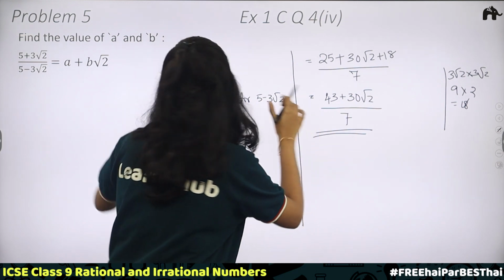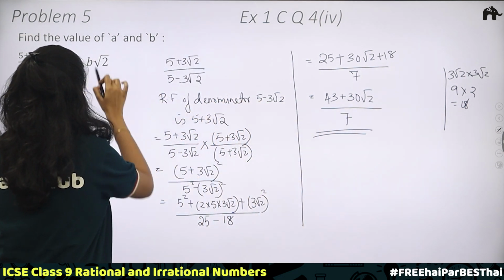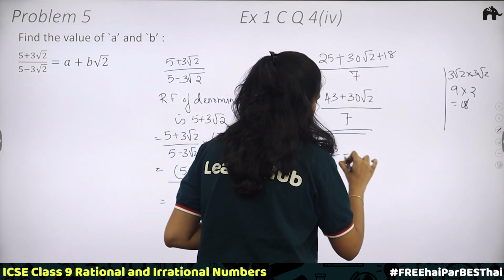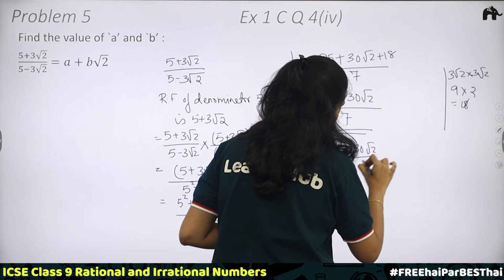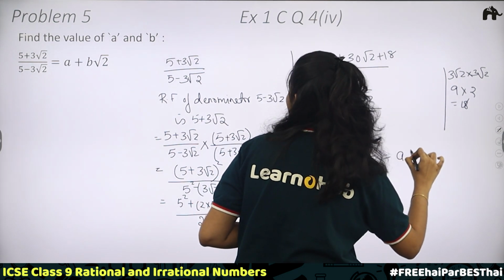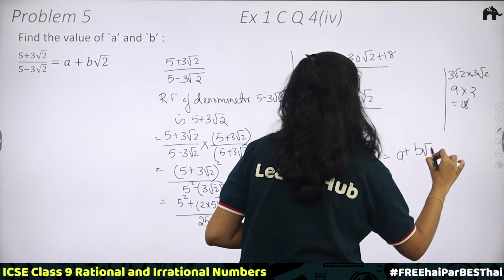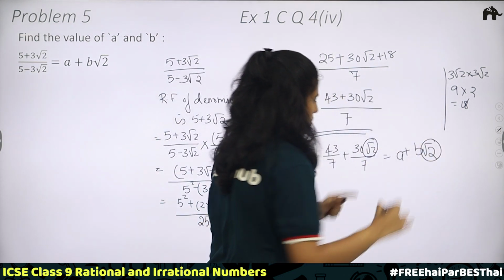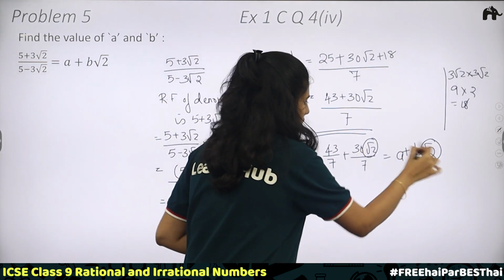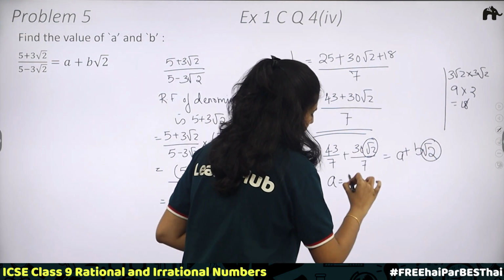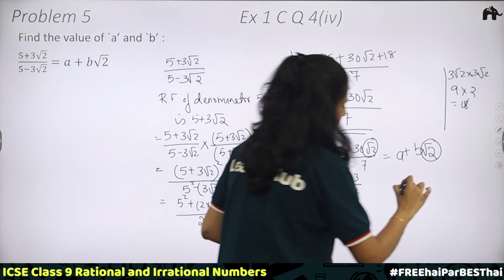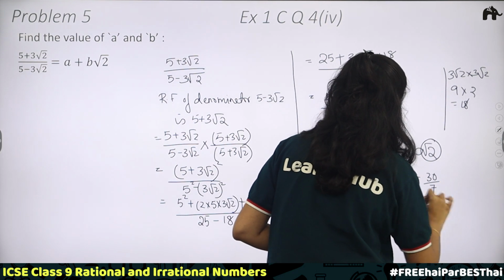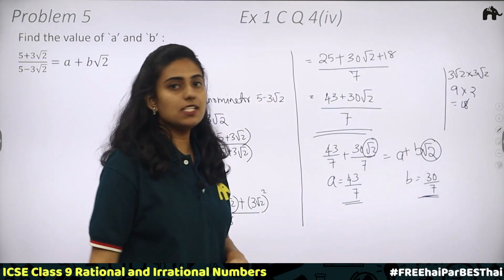Okay. So, now we have to compare this with the right hand side, a plus b root 2. So, 43 by 7 plus 30 root 2 divided by 7 is equal to a plus b root 2. On comparing, here we have root 2, here also we have root 2. So, this is the term containing root 2. Then a will be equal to this part, which is 43 by 7, and b is this part, which is 30 by 7. Okay, a is 43 by 7 and b is 30 by 7.